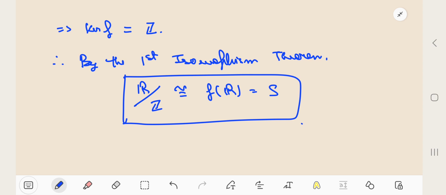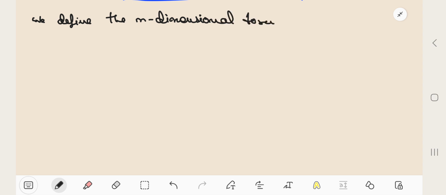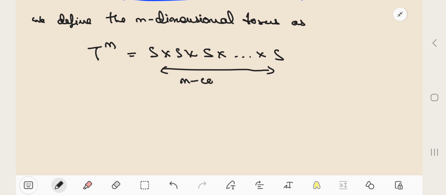Now this brings us to a certain definition of a torus, which we will see eventually coincides with the one we usually study, okay. So now we define the n dimensional torus. We define the n dimensional torus as T^n, and we define it just to be n copies of S, okay. So let me just give a quick recall of why this definition actually works as a general definition of a torus.